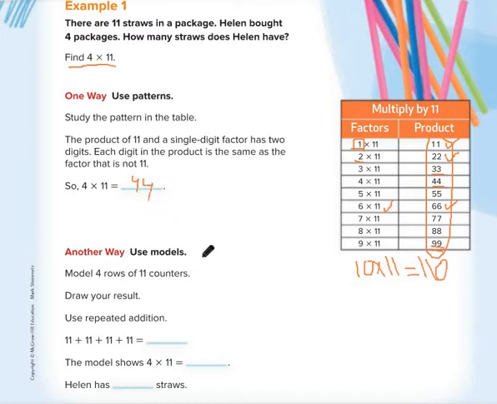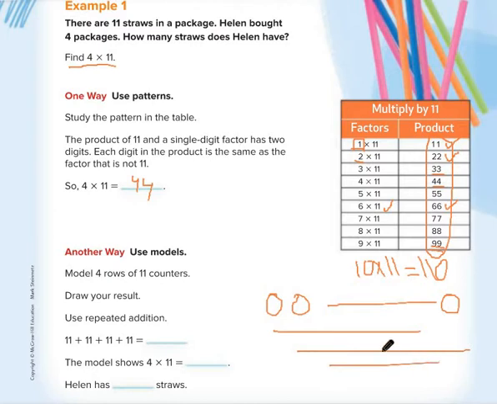Another way to solve is to use models. You can draw 4 groups of 11. 4 groups, 1, 2, 3, and 4. And then we can use repeated addition. So 11 plus 11 plus 11 plus 11 equals 44. So the model shows 4 times 11 equals 44. So Helen has 44 straws.